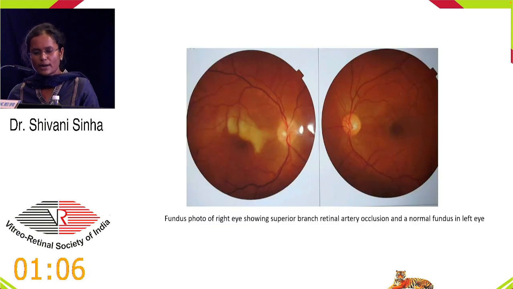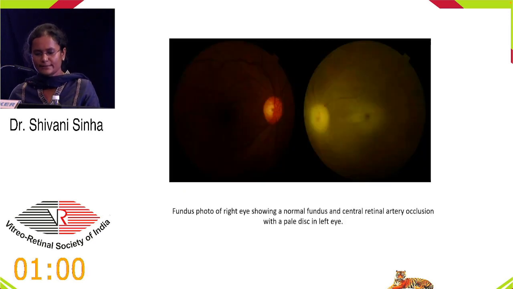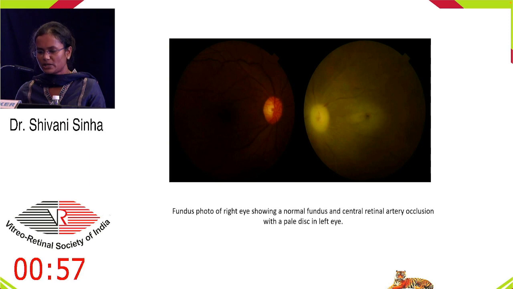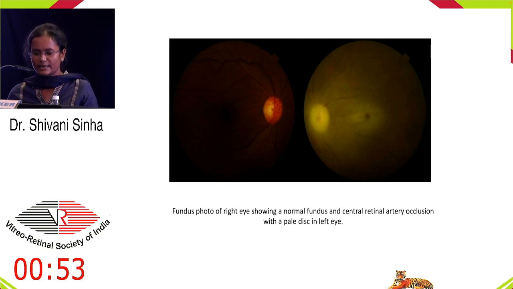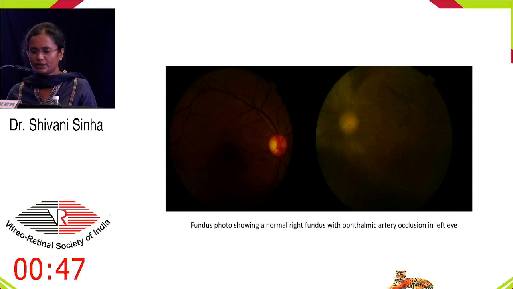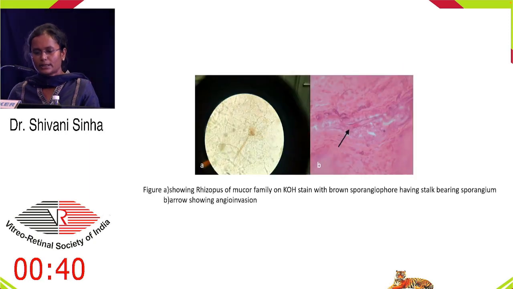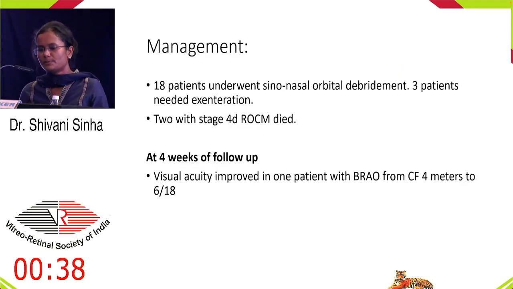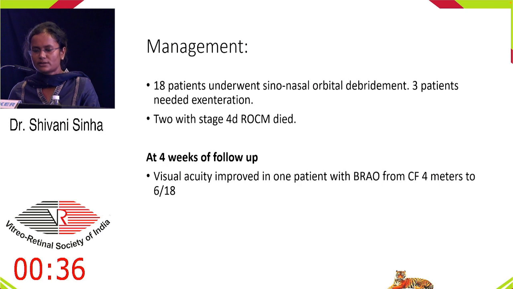This is a patient who had a superior BRAO and in whom the vision had improved to 6/18 at the end of 6 weeks. This is the fundus photo of the right eye of a patient which was normal, and a CRAO in the left eye with a pale disc in the same eye. So this is the patient who presented with ophthalmic artery occlusion with a pale disc and a featureless retina with RPE abnormalities also. So coming to the management, 18 of the patients underwent sinonasal orbital debridement.